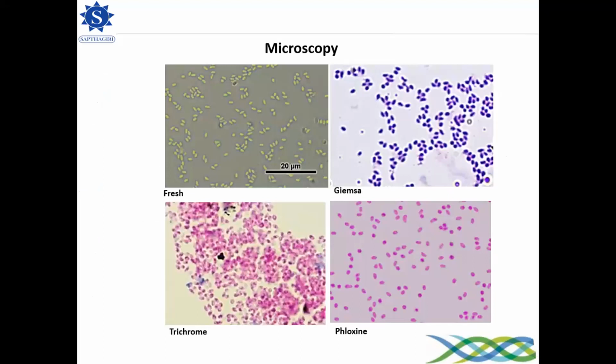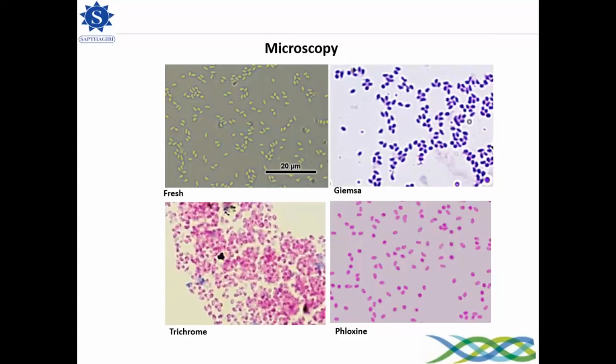So these are the different microscopic pictures of EHP spores. The first one is a fresh microsporidian EHP spore, which gives an oval-shaped olive green color. We can see it in 100x. We can barely see it in 40x, but clearly we can see it in oil immersion because of the size. The second one is Giemsa stain, the third one is trichrome stain, and the fourth one is phloxine stain.